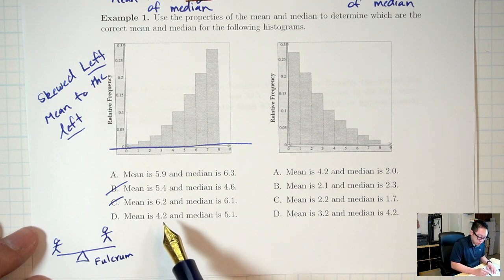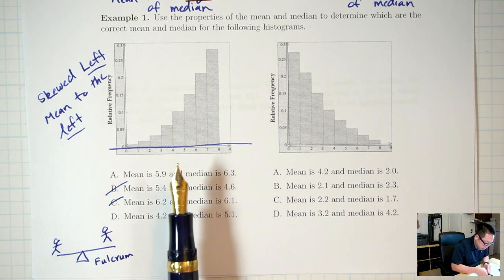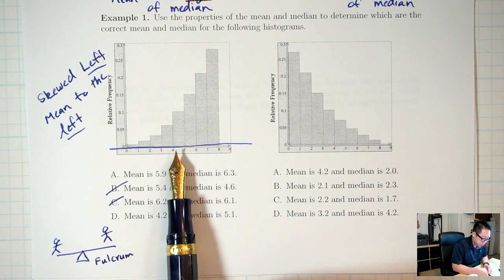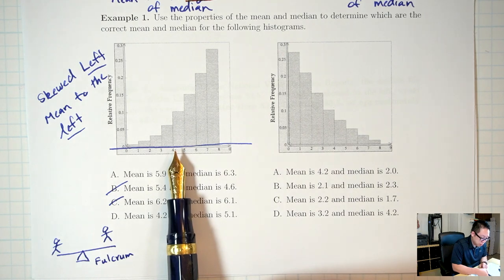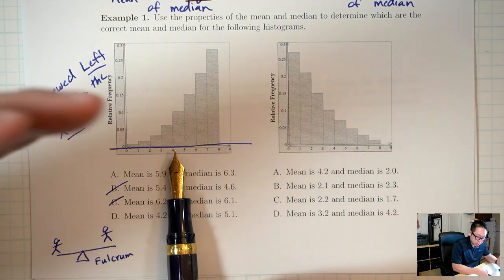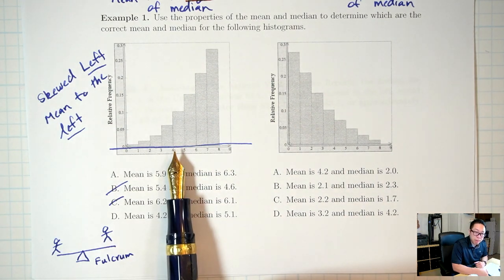Could it be 4.2? So 4.2 would be right there. Would this blue horizontal bar be balanced, or is it going to tip over? I have a whole bunch of big blocks on the right side, and about the same number of small blocks on the left side. So obviously it's going to tip over to the right side, which means D is not the right answer. So 4.2 is not going to be the mean.